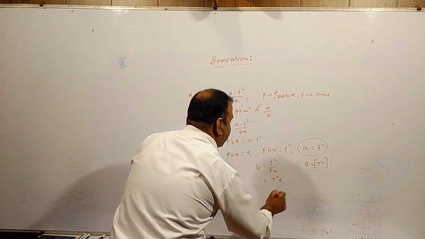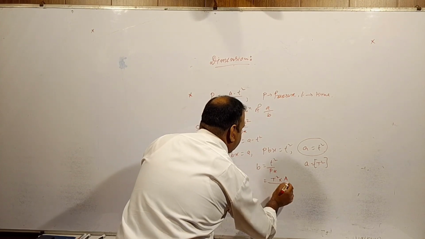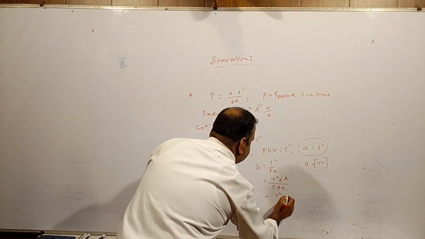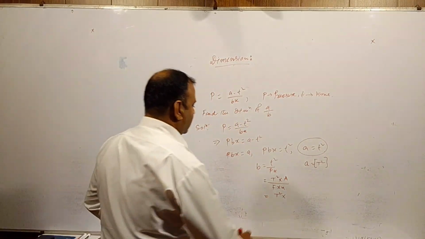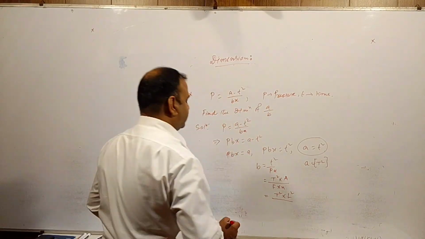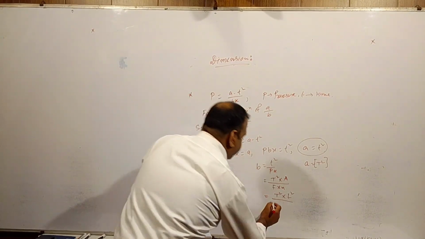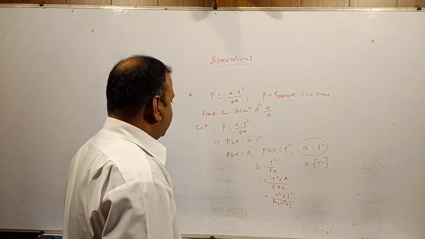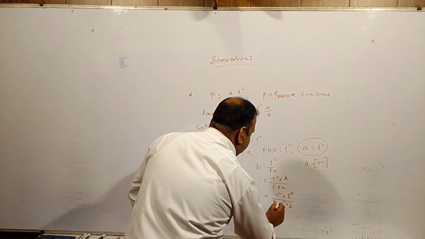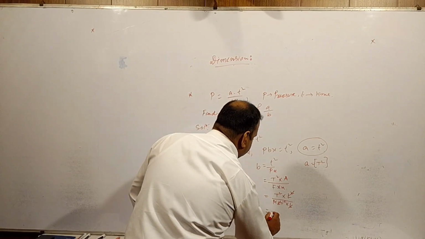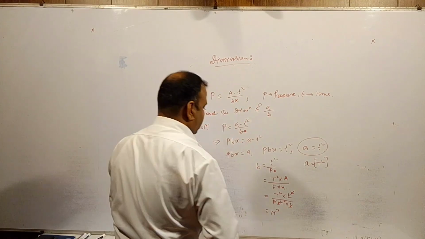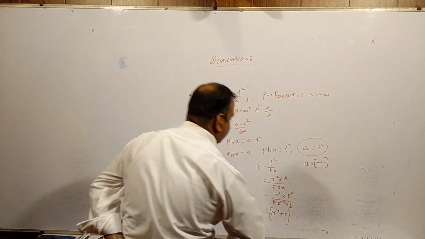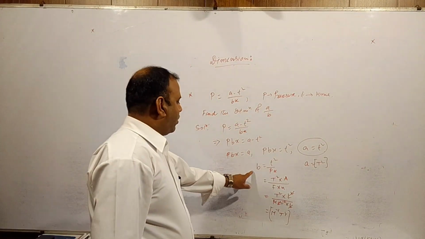Pressure means force by area, so force is here, and T square. Area means meter square, so L square divided by force. Force means M into A, meter per second square, into L. So in this term, L cancels, and now we can write M to the power minus 1 and T to the power 4. So this is the dimension of B.